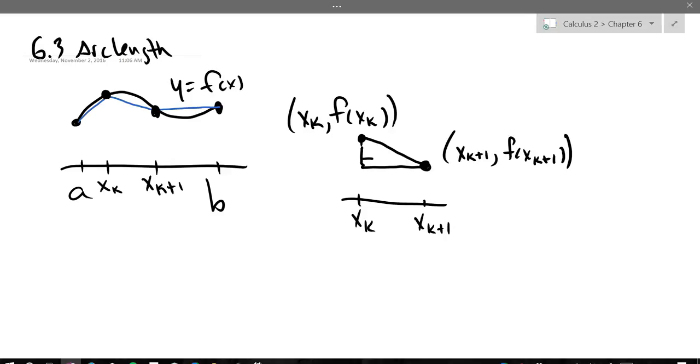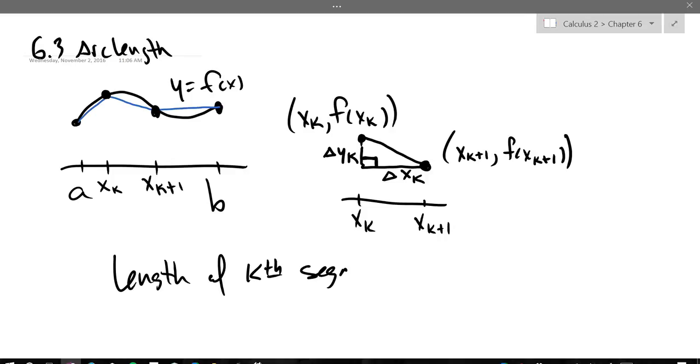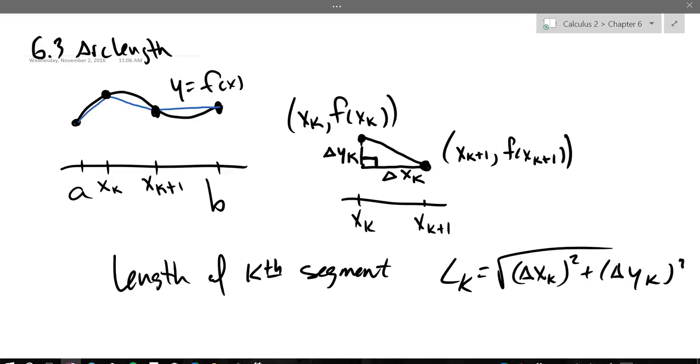Just construct a right triangle. We're going to call this side delta xk, the change in x from k to k plus 1, and call this side delta yk. Delta just means the change, so delta yk is the change in y's, and delta xk the change in x's. So the length of the kth segment, we'll call it Lk, is the square root of delta xk squared plus delta yk squared.